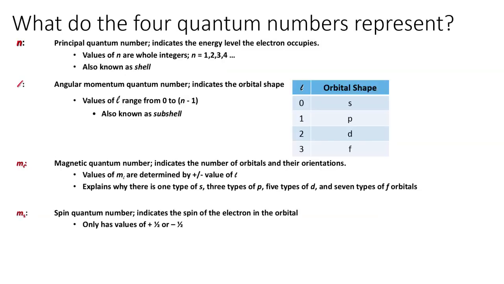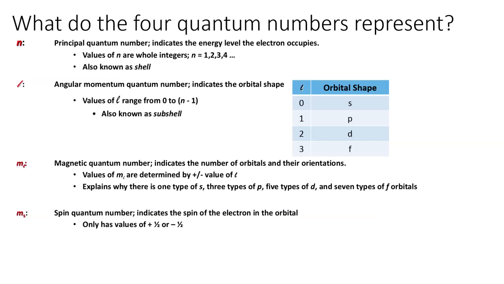You may recall from your reading that there are 4 major types of quantum numbers: n, l, m sub l, and m sub s. Let's look at each in turn. n is the principal quantum number, which indicates the energy level the electron occupies. Values of n are whole number integers, beginning at 1 and increasing to infinity. However, in chemistry, we only typically see values ranging from 1 to 7. These are known as the energy levels or shells of a particular electron.